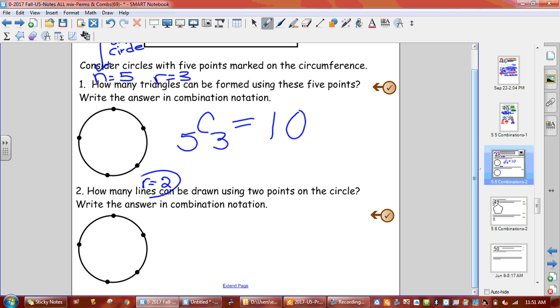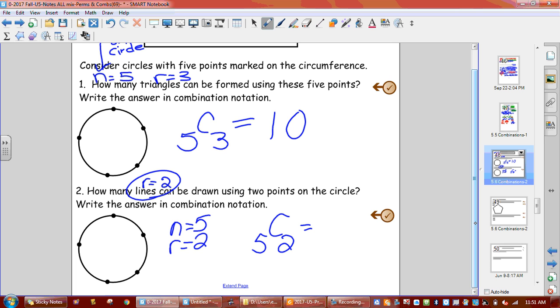Now what do we know about the R numbers that add to the N? They give you the same answer. So 2 and 3 both add to 5. Should I get the same answer for both of these? Yes, I should. Okay? Let's move on to the polygon on the next page.